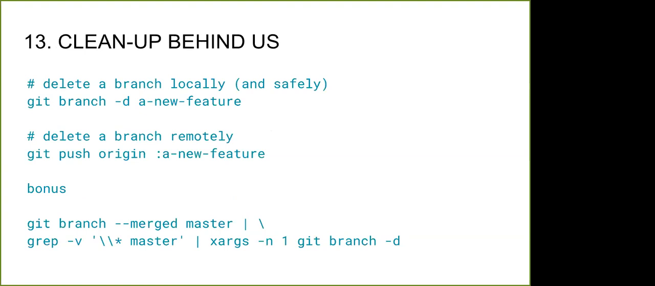Over here, as a bonus, you can use a single command to achieve everything. You say git branch --merged master, pipe, then grep -v master, with xargs argument number of 1, so you will get exactly this branch, and then you say git branch -d. So the same thing can be achieved in this way also. Okay.